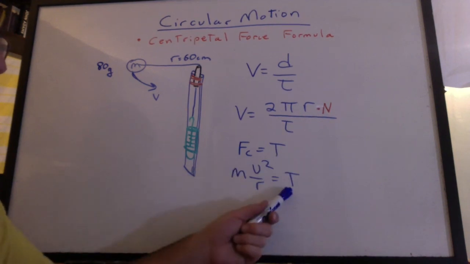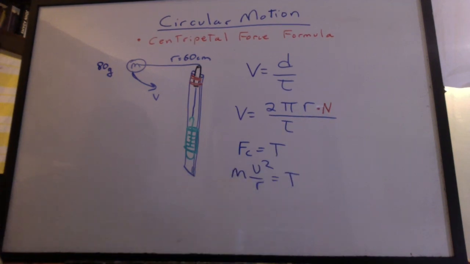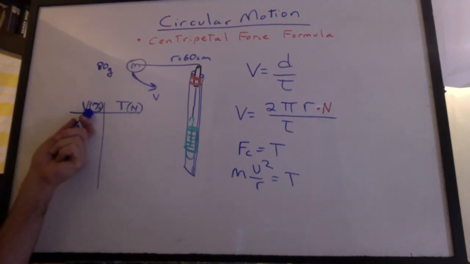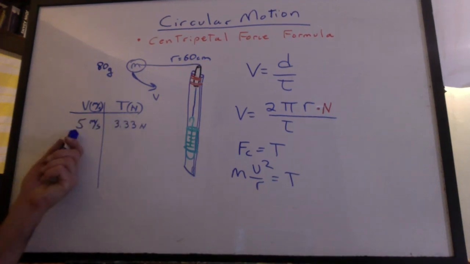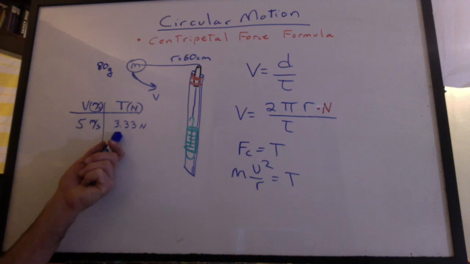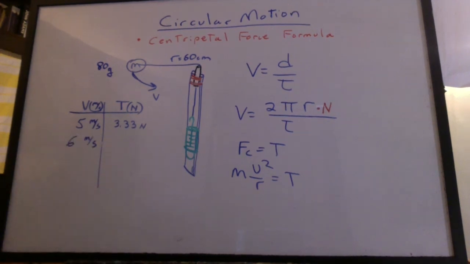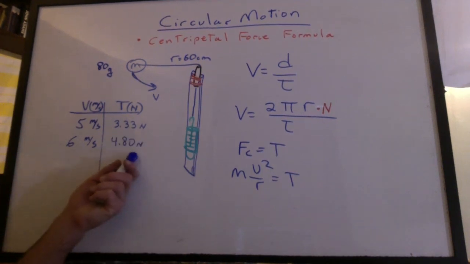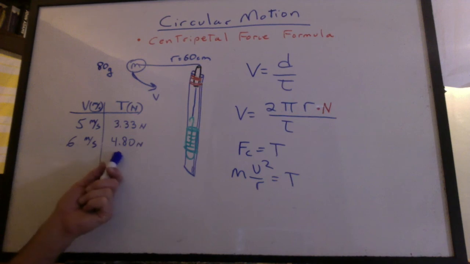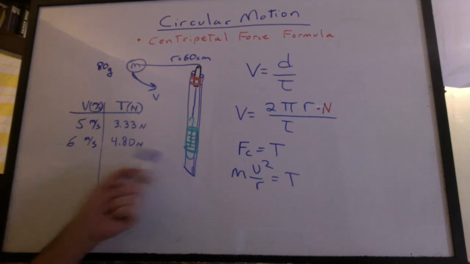Now we'll see what happens to the tension when we change the speed. We'll make a little data table. We'll measure the velocity in meters per second, tension in newtons. We already saw that at 5 meters per second, we had a tension of 3.33 newtons. What would happen if I went a little faster? What would happen to the tension? I get 4.80 newtons.